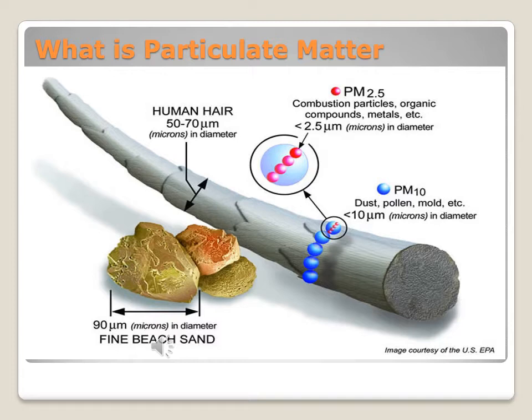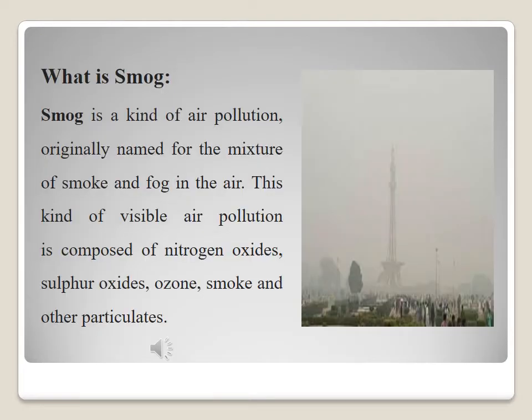Moreover, gaseous sulfur dioxide emitted from power plants reacts with oxygen and water droplets in the air to form sulfuric acid as a secondary particle. Smog is a kind of air pollution originally named for the mixture of smoke and fog in the air. This kind of visible air pollution is composed of nitrogen oxides, sulfur oxides, ozone, smoke, and other particulates.